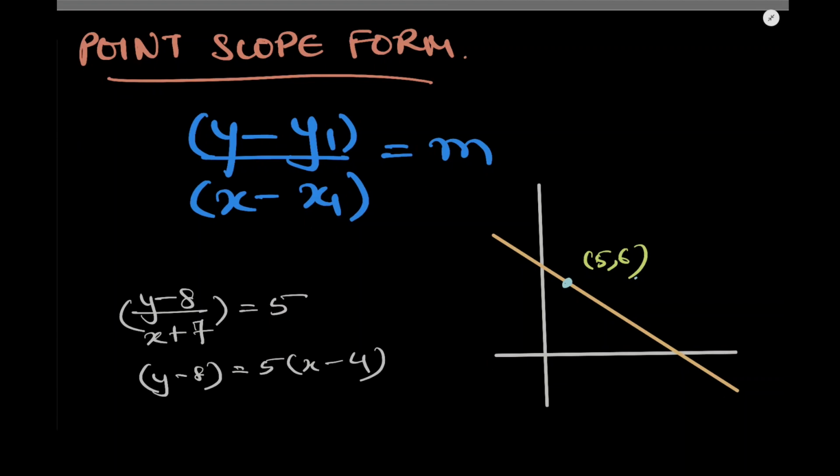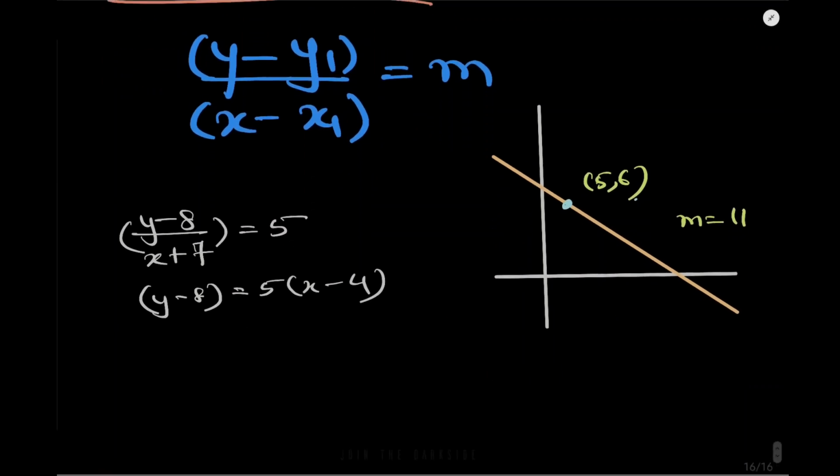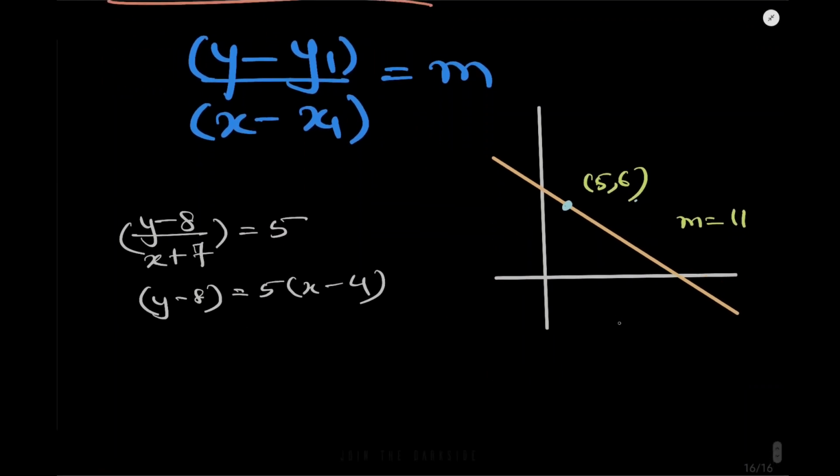5 comma 6. You have been given the slope as say 11. So you can write the equation as soon as you see the graph and the slope, saying that it is y minus 6. Now remember, it is always y up and x down, x the denominator, y the numerator. So it is y minus 6 upon x minus 5, which is equal to m, which is right now 11.